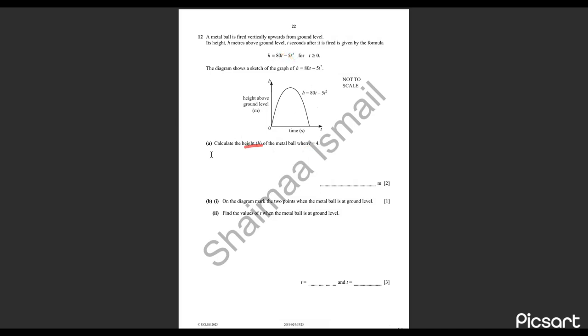Let's do this. So the height now, h, is equal to 80 multiplying by 4. He said 4, okay. Minus 5 multiplying by 4 squared, which is 16.